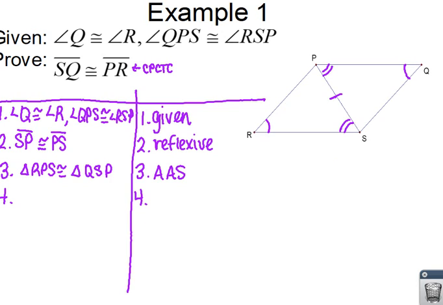Anywhere we want, and let me highlight this, we want SQ congruent to PR. Those are parts of the triangles that we just said were congruent. So we can prove those by CPCTC. So we say SQ is congruent to PR by CPCTC. Okay? So all this really does is add one step to your proof. It really doesn't do a whole lot.